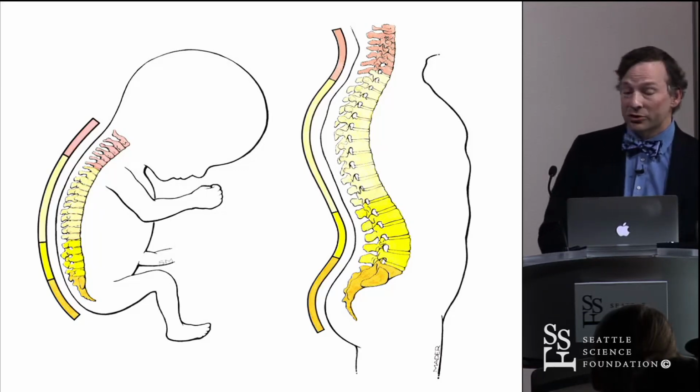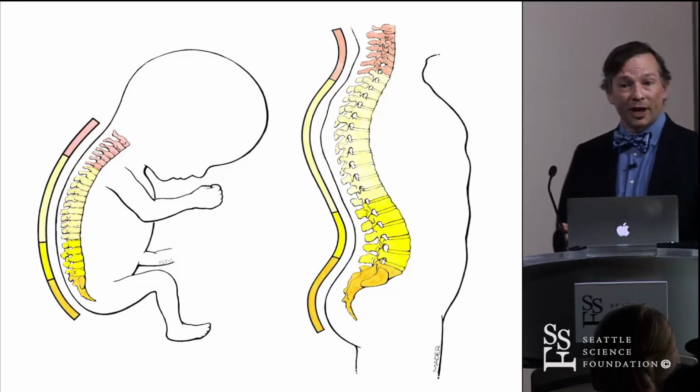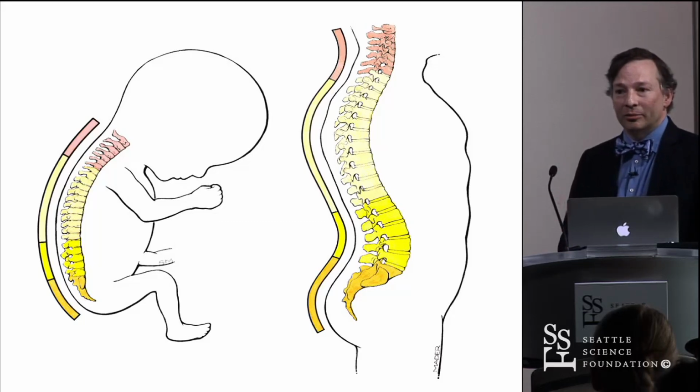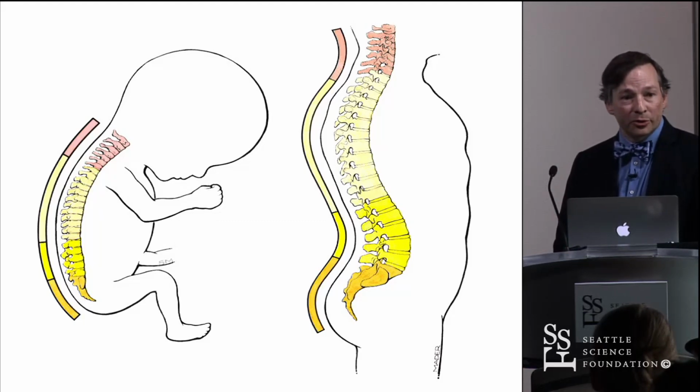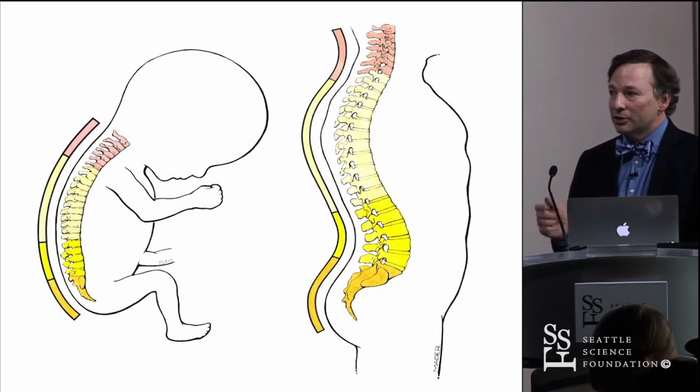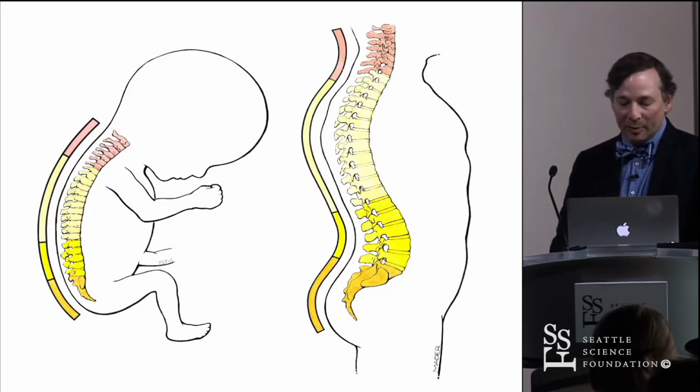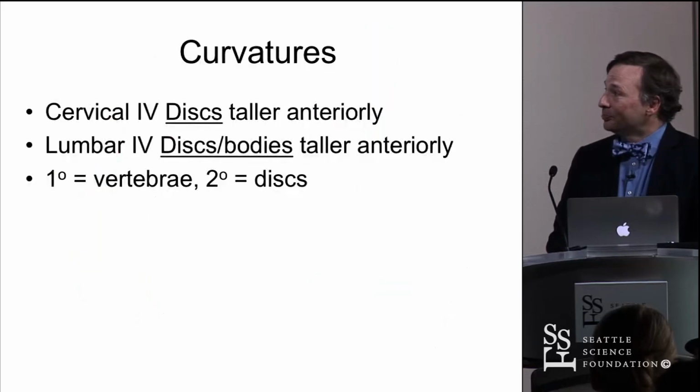You all know, so there are 7 cervical vertebrae, 12 thoracic, 5 lumbar, a sacrum, which is fused 1 to 5 vertebral segments, and a coccyx that's 2 to 4 to 5 little segments, depending how much of a remnant of a tail that you have.